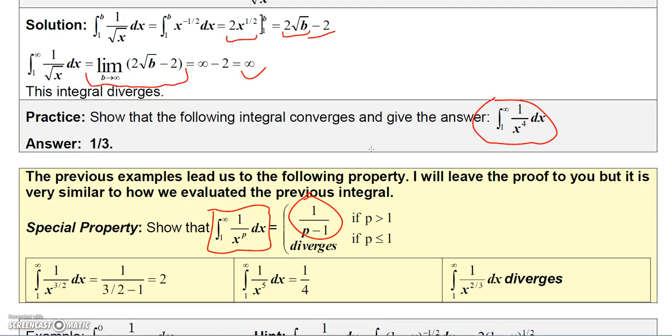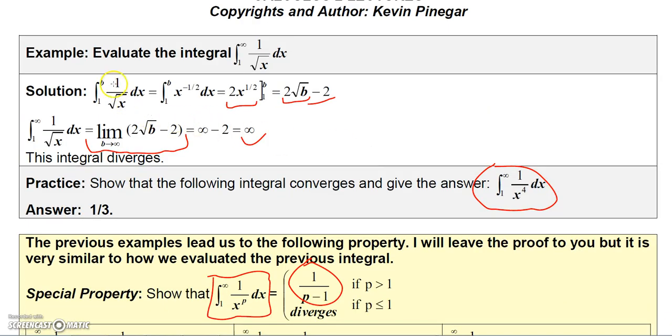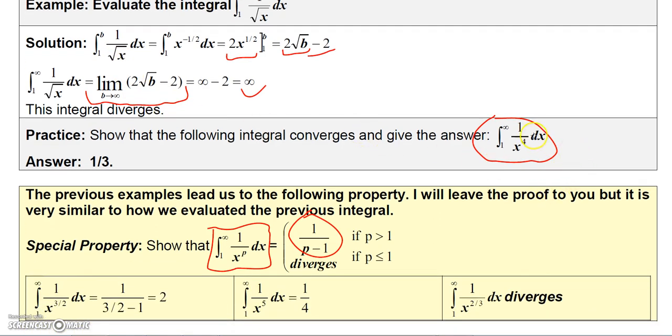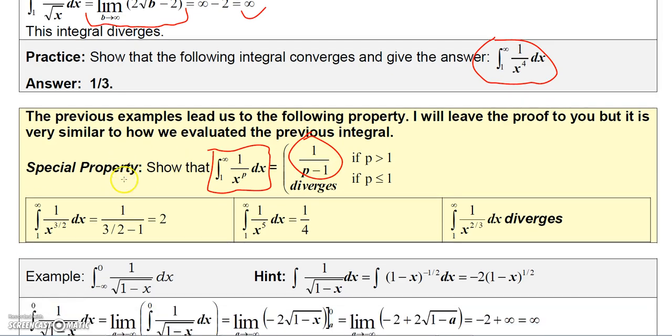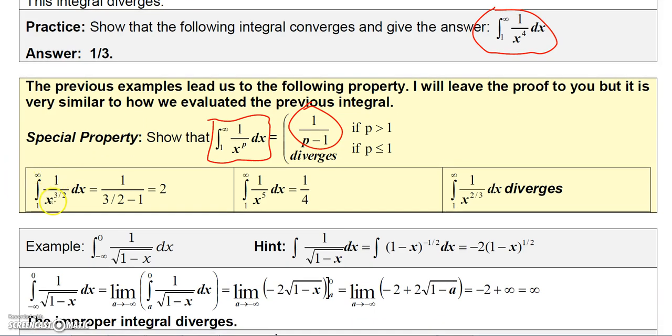So if you take a look at this, this is 1 over x to the 1/2. In this case, p was a half, which means that we know that this is going to diverge. But if you look at this one, this is 1 over x to the 4th. So here p is 4, and since p is greater than 1, it's going to converge to 1 over p minus 1. So remember, p is 4, so it's going to converge to 1 over 4 minus 1, which is a third.